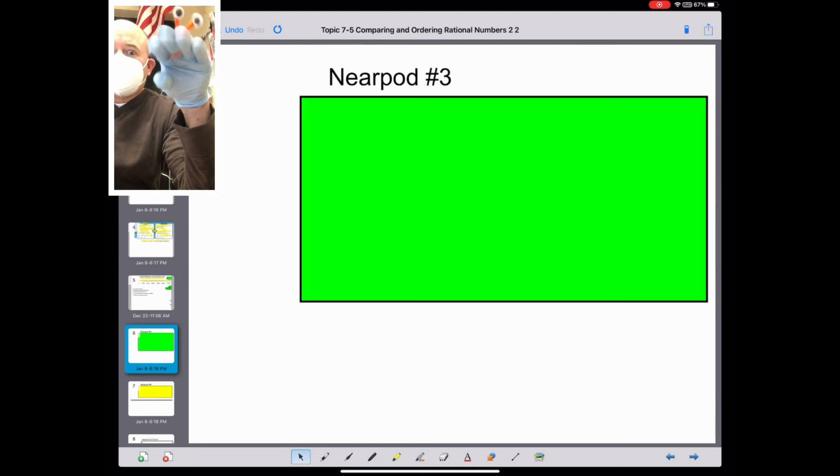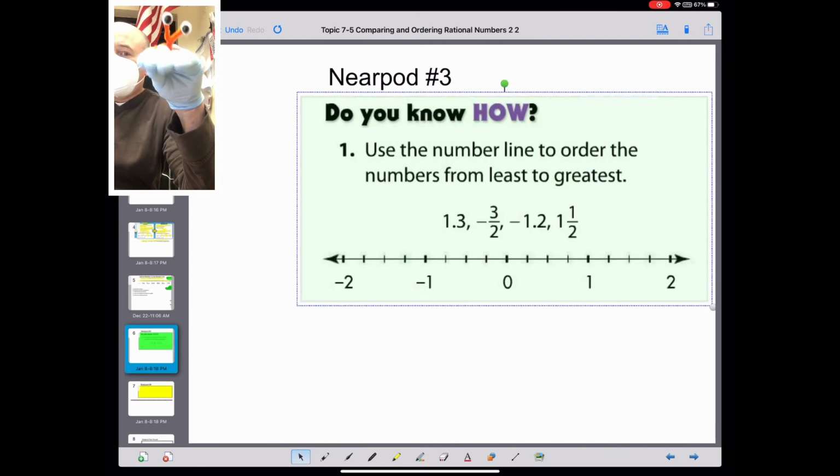Oh, Nearpod 3. I love Nearpods, and so do they. I can tell by how excited they are. Nearpod 3. Use the number line to order the numbers from least to greatest. All right, why don't you pause the video, Mr. Trolla? All right, how did they do? Do you want to explain to them how to do this, or did you take care of that already? Okay, if you need to, just pause the video.